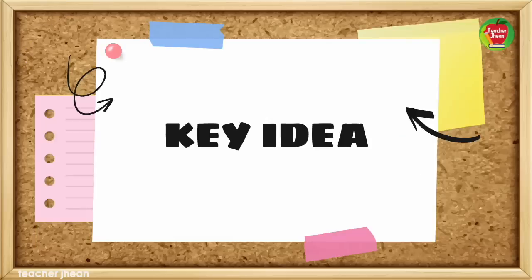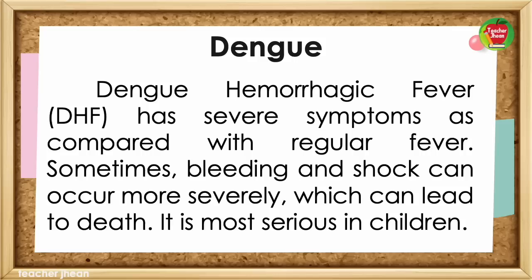Now for the key idea. Now I am going to read the text. Be sure to listen attentively so you can answer the questions later on. Dengue. Dengue hemorrhagic fever or DHF has severe symptoms as compared with regular fever. Sometimes, bleeding and shock can occur more severely, which can lead to death. It is more serious in children.